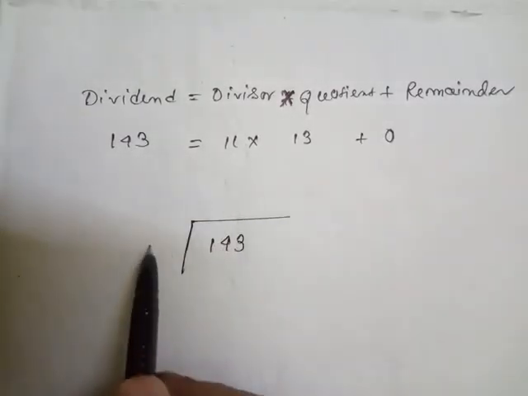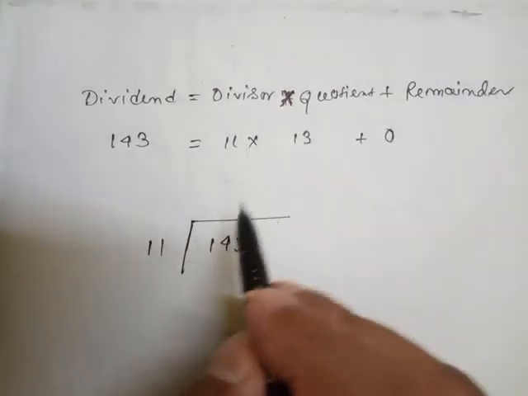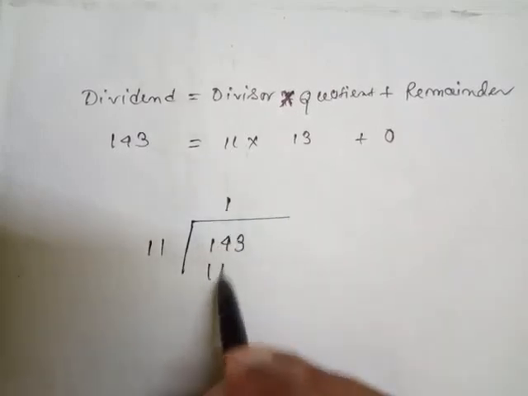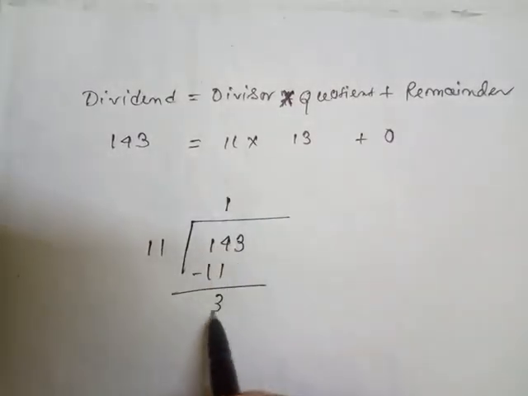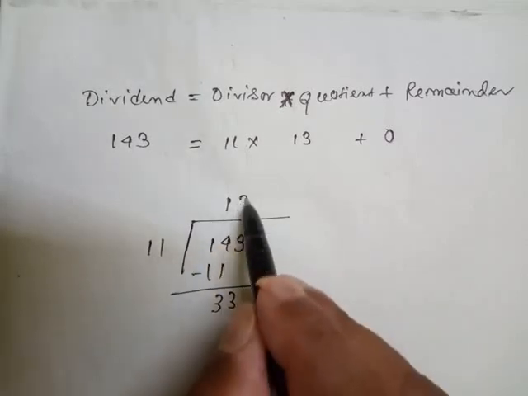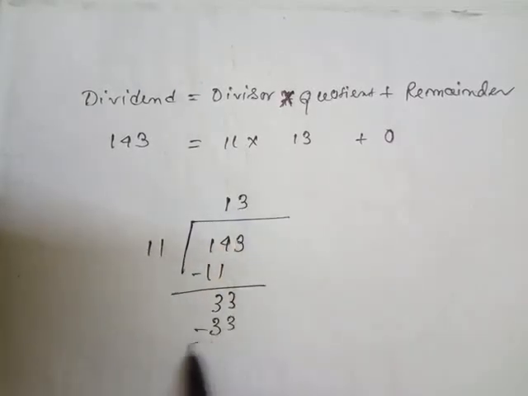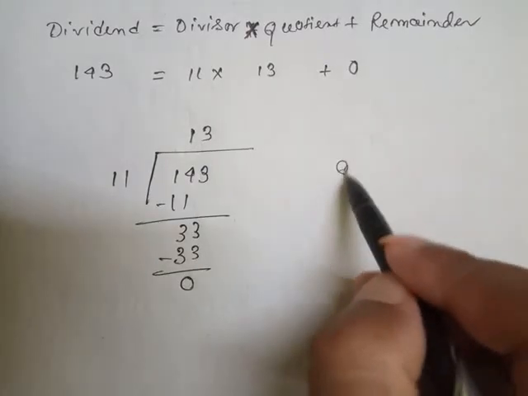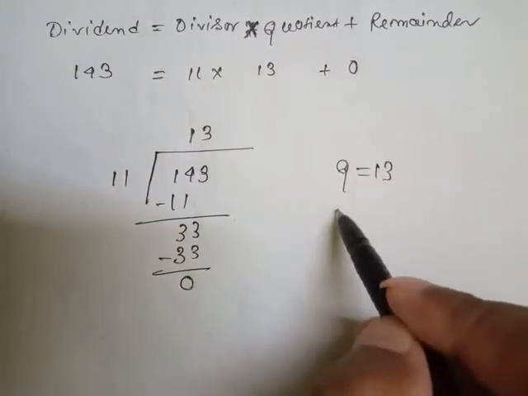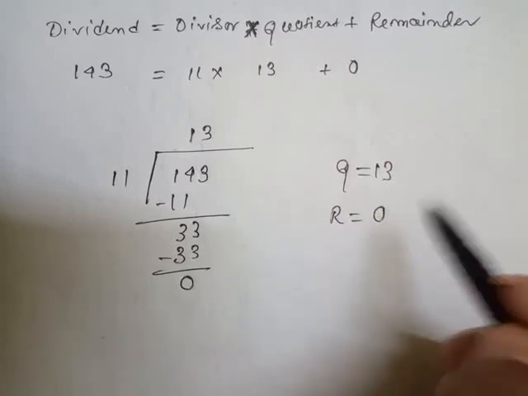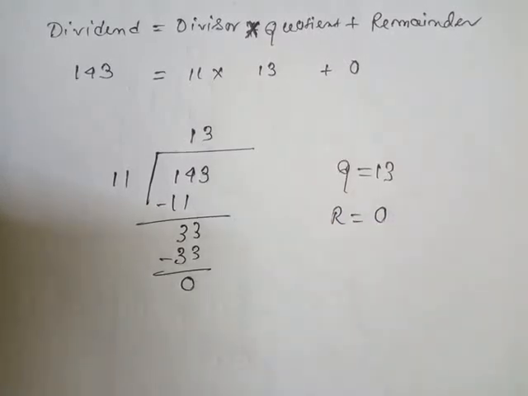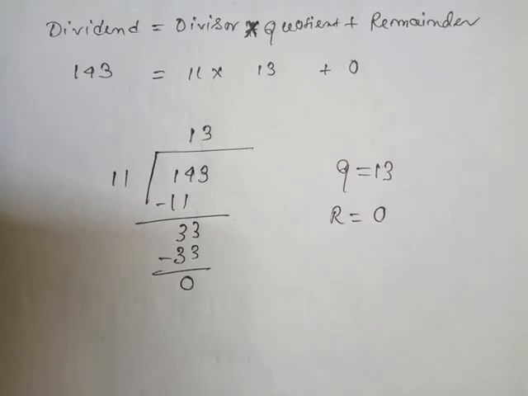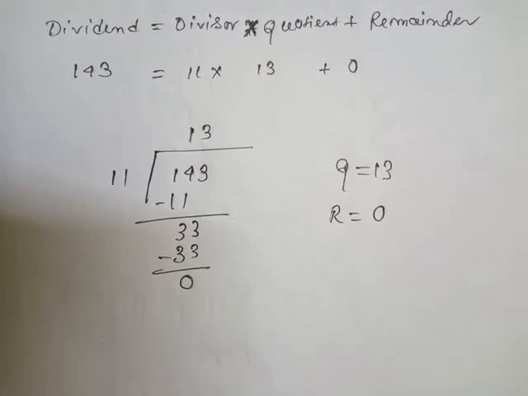143, and divisor is 11, so 11 ones are 11. Now 4 minus 1 is 3, then 3, then 11 3s are 33 and remainder is 0. So here also we have got the answer. Now look here, we can write that quotient is equal to 13 and remainder is 0 and divisor is 11 here. So this matches with the answers we have got in the division of binary.